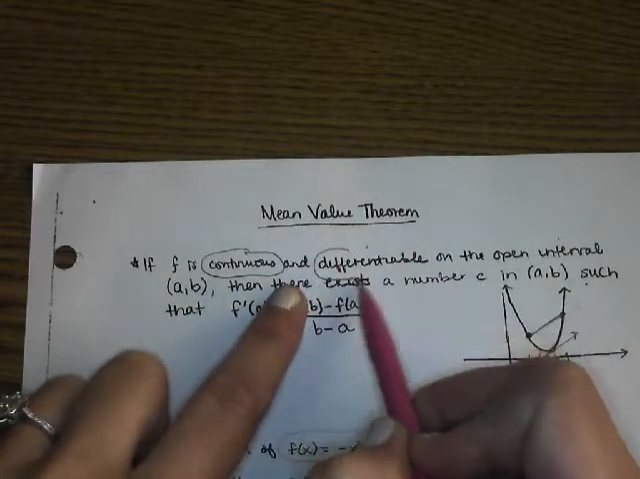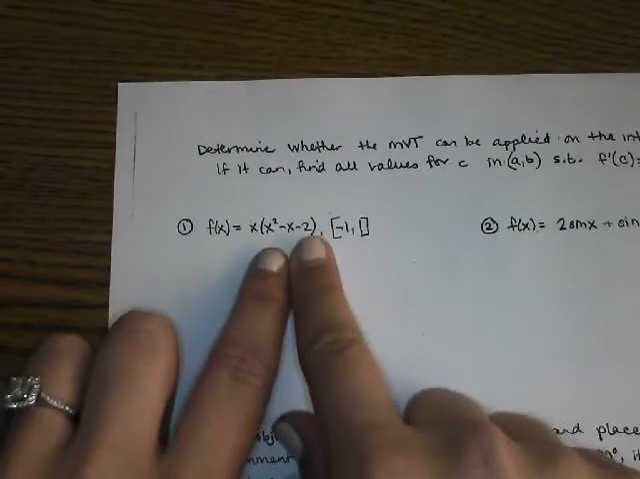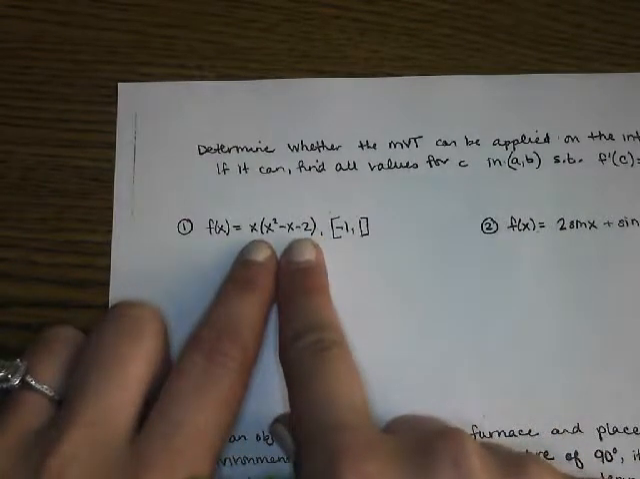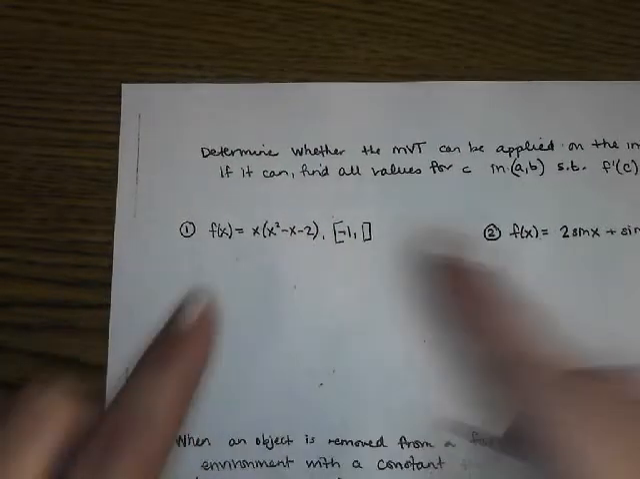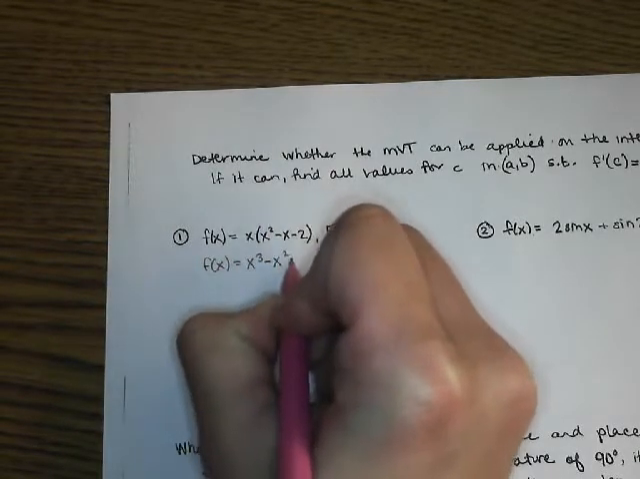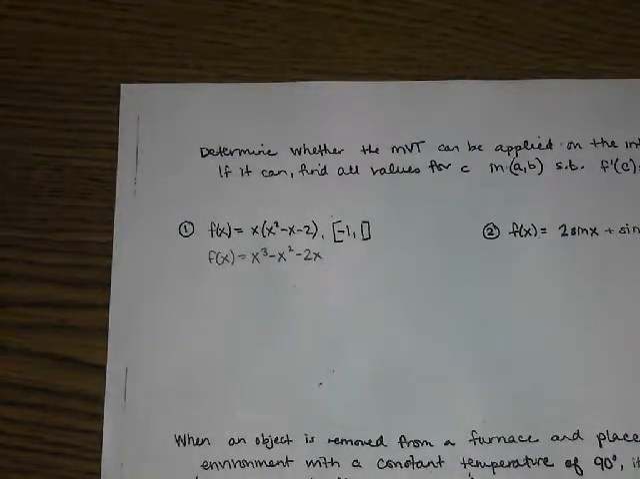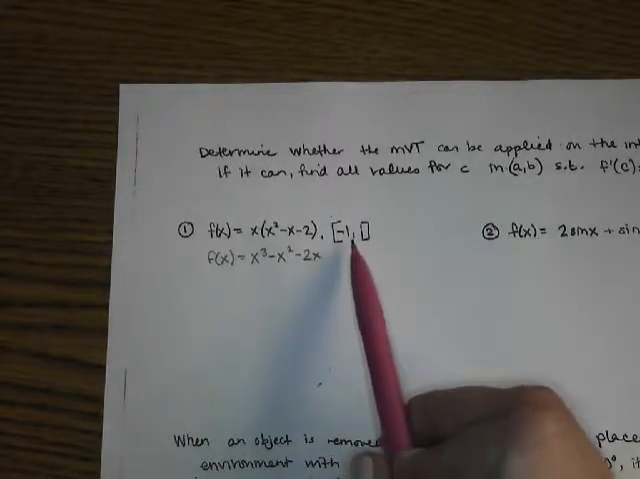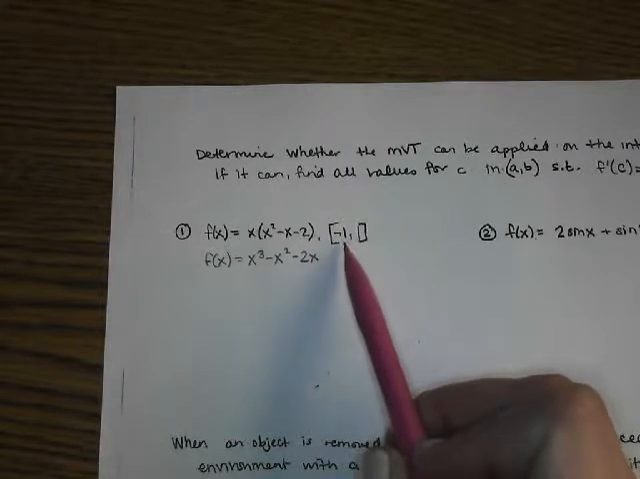So in this first function, is this function continuous? Yes. It's a cubic function. Actually, I would probably simplify this. It's just a cubic polynomial, so we know that those are continuous everywhere. Is it differentiable everywhere? Yes. So because they're continuous and differentiable everywhere, we don't really need to take a closer look at the interval. We would just assume it's also going to be continuous and differentiable on that interval.